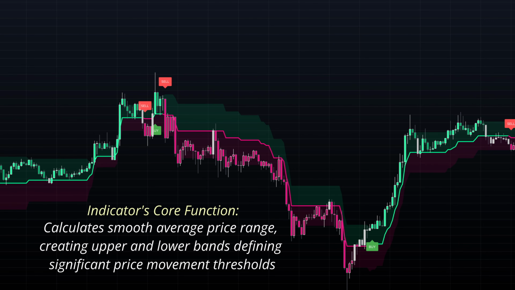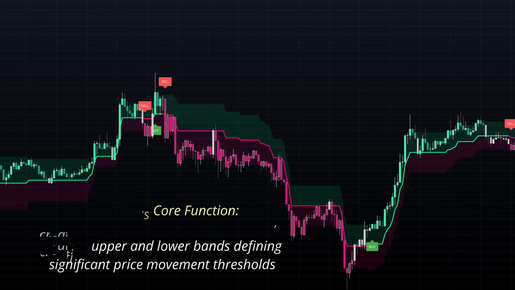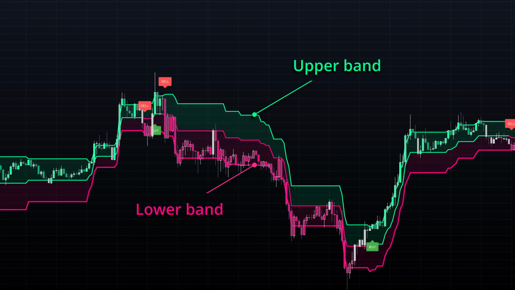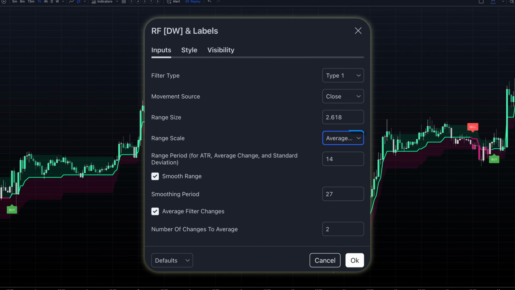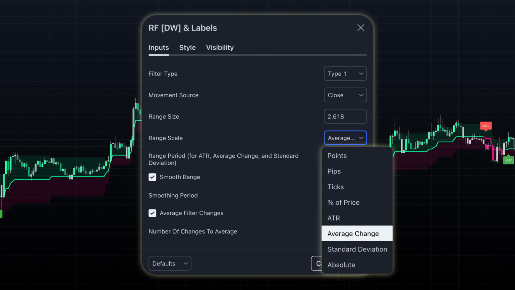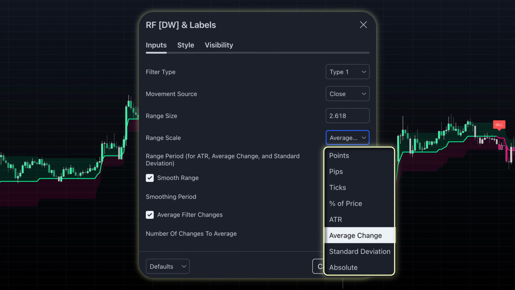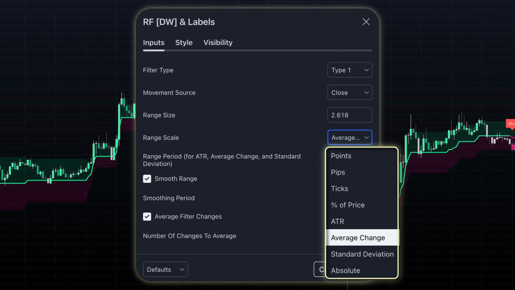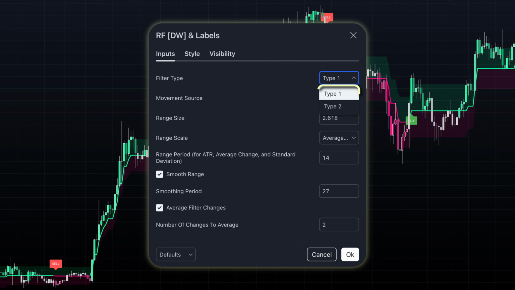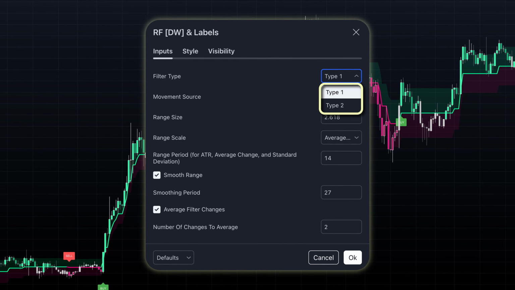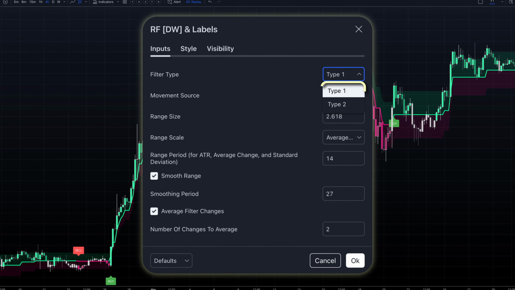At its core, the indicator calculates a smooth average price range and creates upper and lower bands that define the significant price movement threshold. The filter can be configured using various range sizing methods, including points, pips, percentage of price, ATR, which is quite useful. The indicator offers two filtering methods, Type 1 and Type 2, which determine how price movements are gated and filtered.